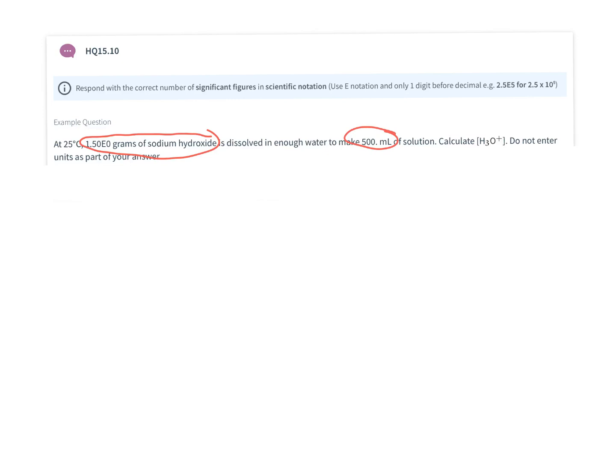So I have 1.5 grams of sodium hydroxide. If I go to the periodic table and look up the mass of sodium, oxygen, and hydrogen, I see that for every 1 mole of sodium hydroxide, I would need to have 40 grams of sodium hydroxide. So I have approximately 0.0375 moles of sodium hydroxide.